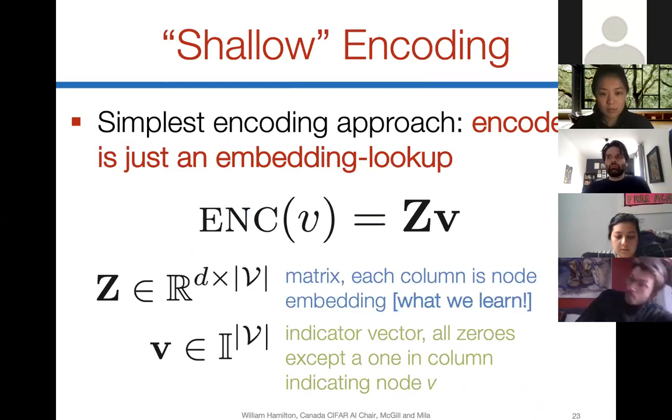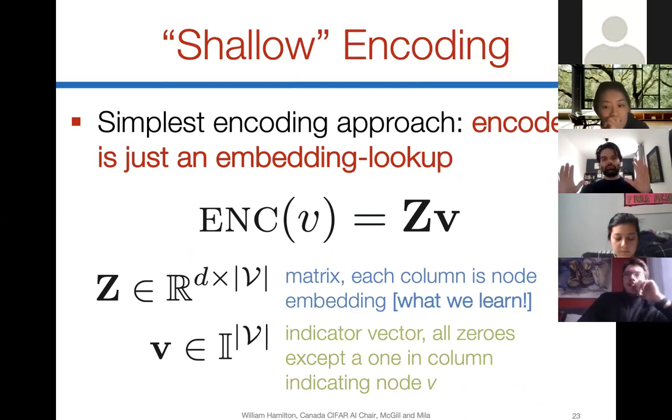So the simplest and probably the most popular approach for encoding nodes, and what I'm going to focus on today, is what's called a shallow encoding technique. The idea here is that our encoder is just what we call an embedding lookup. We're going to have a big matrix where every column corresponds to a different node in the input graph. And then when we want to embed a particular node, we're just going to look up that node's column in the embedding matrix.